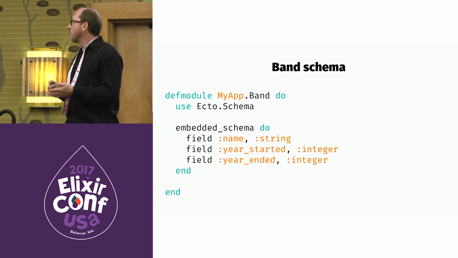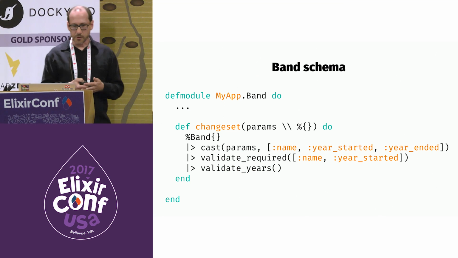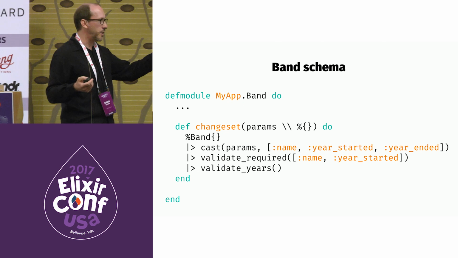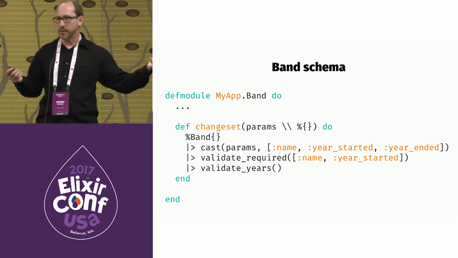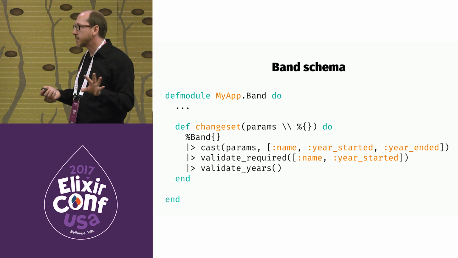So let's look at how we'd insert a band. We'd create a changeset function, as we normally do, that takes the parameters, we cast them, we validate them, we make sure the years are okay, make sure the year ended is not before the year started, or something like that, just as if it were a first-class citizen in Ecto world.